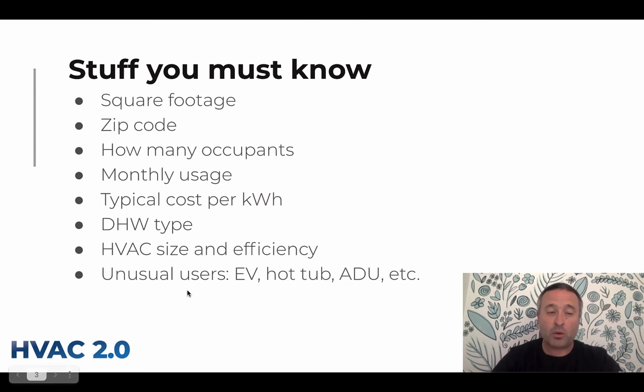And then you want to know, do they have any unusual users? So do they have an electric vehicle? Is there a Tesla or a Leaf or something like that? Do they have a hot tub? That's a big user. Do they have an ADU? That's a California term for accessory dwelling unit. So that's like a converted garage, or one client has a workshop that he does woodworking in, things like that. You want to understand what those things are if you can.